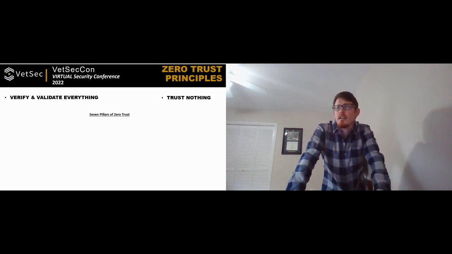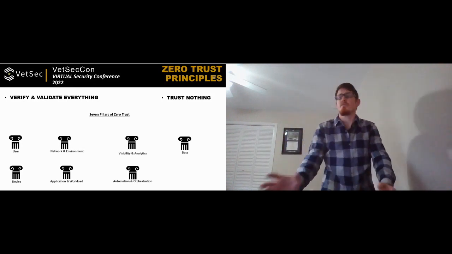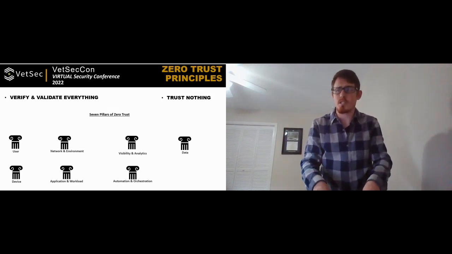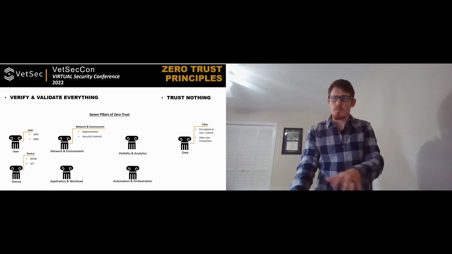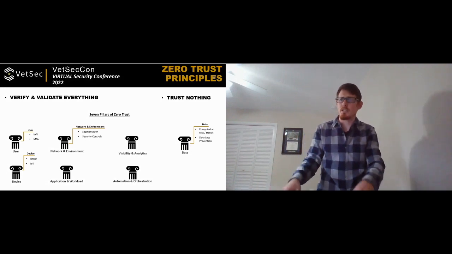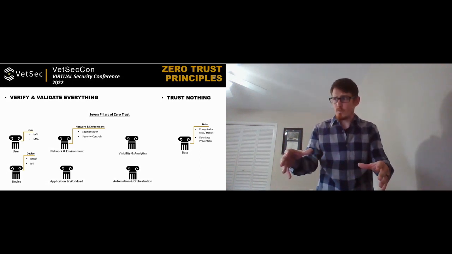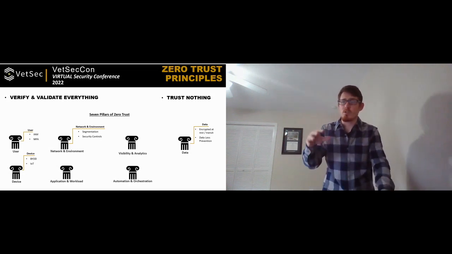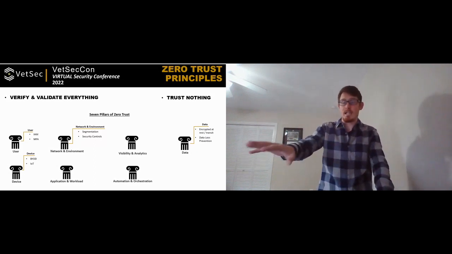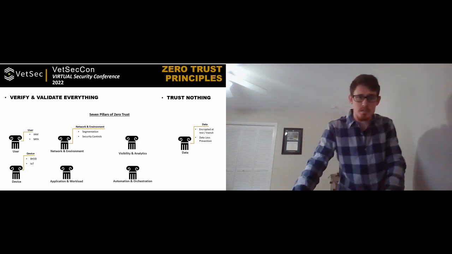All right, the 7 pillars. There are 7 pillars of zero trust. These are the 7 pillars of how to implement zero trust and what zero trust is. I'm not going to go in depth into all of these. The ones that I'm going to go over are users, devices, network and environment, and data. Those are the bread and butter of what makes zero trust work. The other ones are just as important, but these are what I feel really make zero trust zero trust.